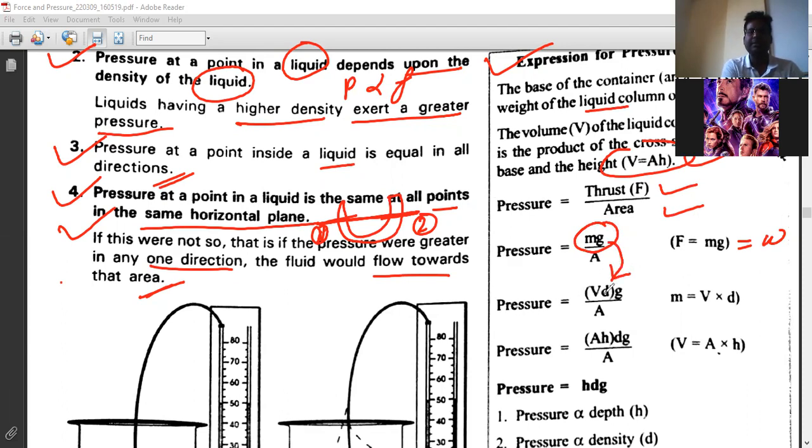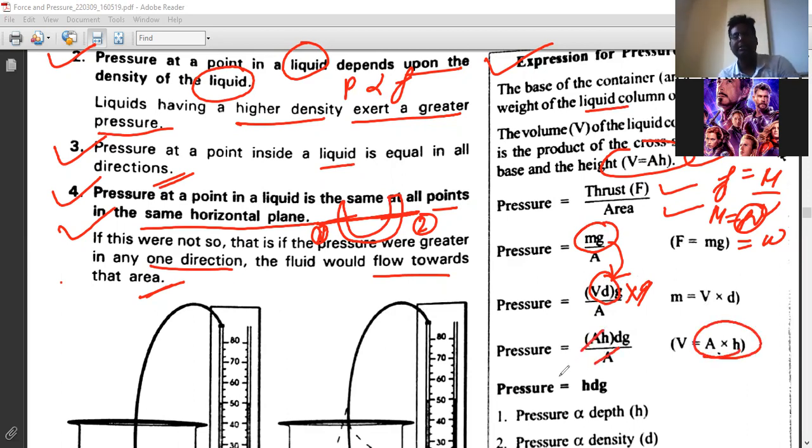So force is mg, and as we know, density is equal to mass upon volume. So mass is represented by density into volume. Here we have replaced mass with volume into density, multiplied with g, acceleration due to gravity, by A. Now put the value of volume. We know volume is area into height. So this area and this area will get cancelled. Your final expression will be P equal to h, rho and g.